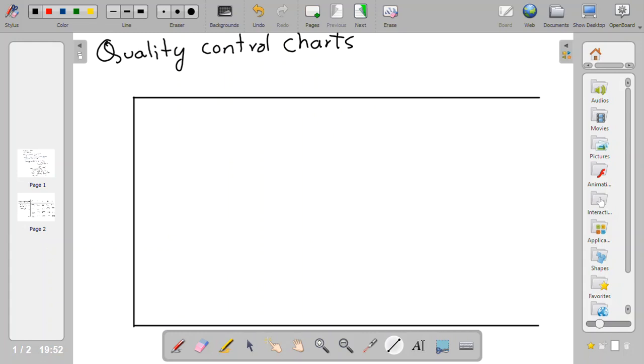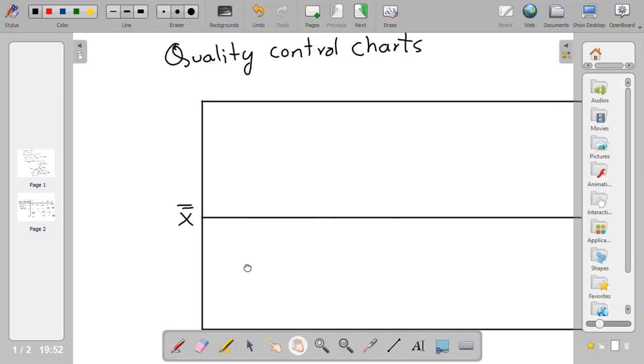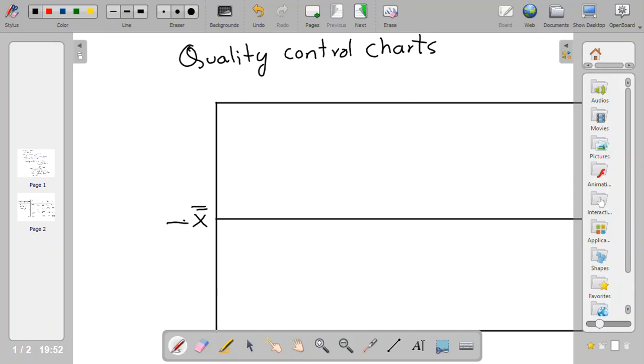So what exactly is X bar and R chart? If I consider the X bar chart, the middle line that I drew, this is X double bar. X double bar means, I told you, what? Grand average.